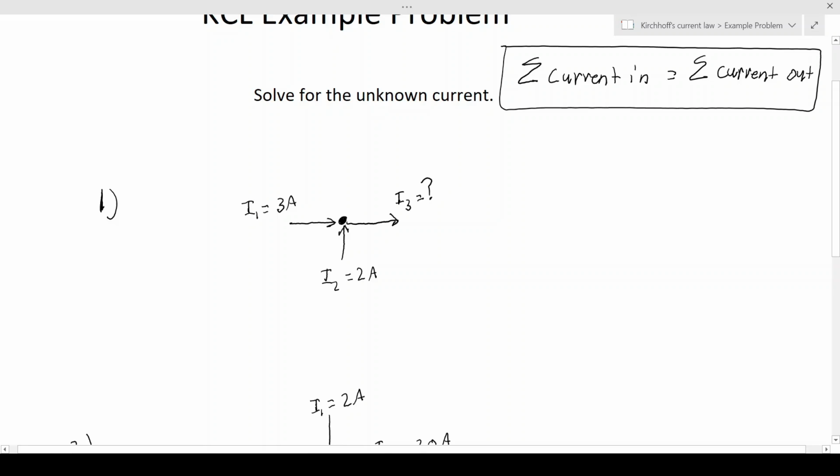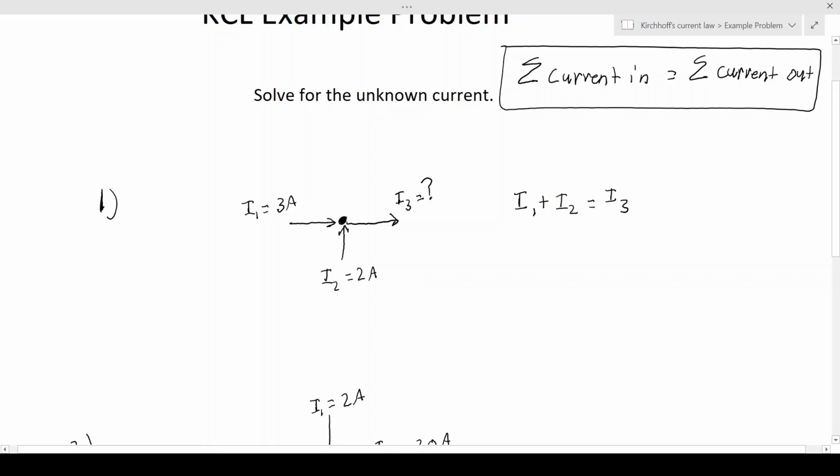So for the first example problem, we have to figure out which current is going into the node and which current is leaving the node or coming out of the node. And we can see that I1 is going into the node. So I1 plus I2 is also going into the node. So we're going to add up I1 and I2, and we're going to set that equal to the current that is leaving the node. In this case, there's only one current that is leaving the node. In this case, it's I3.